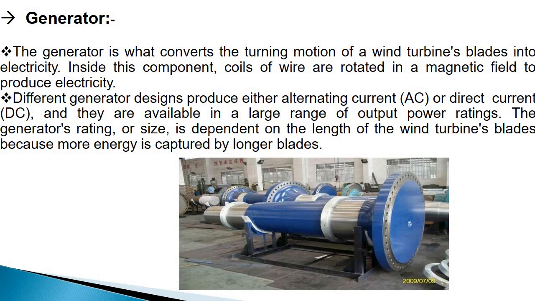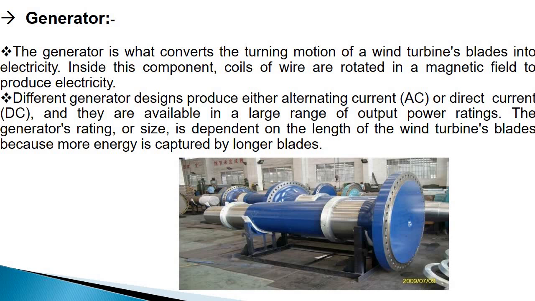Then the generator, which is attached to the main shaft. The generator is what converts the turning motion of the wind turbine's blades into electricity. Inside this component, coils of wire are rotated in a magnetic field to produce electricity.